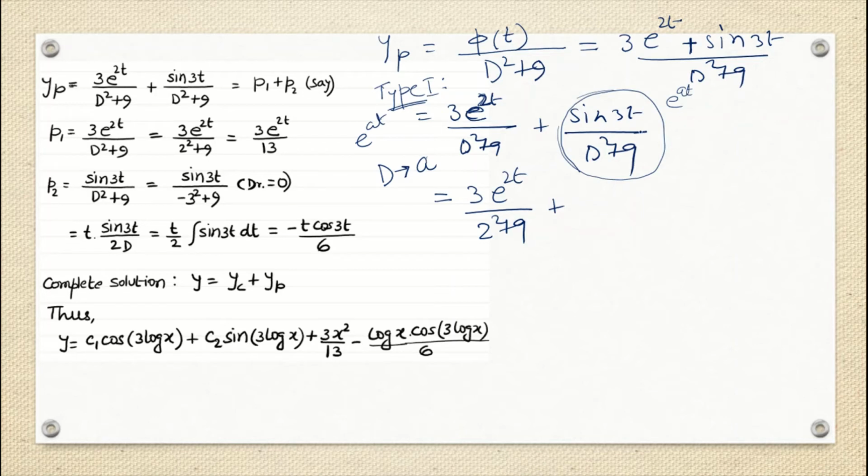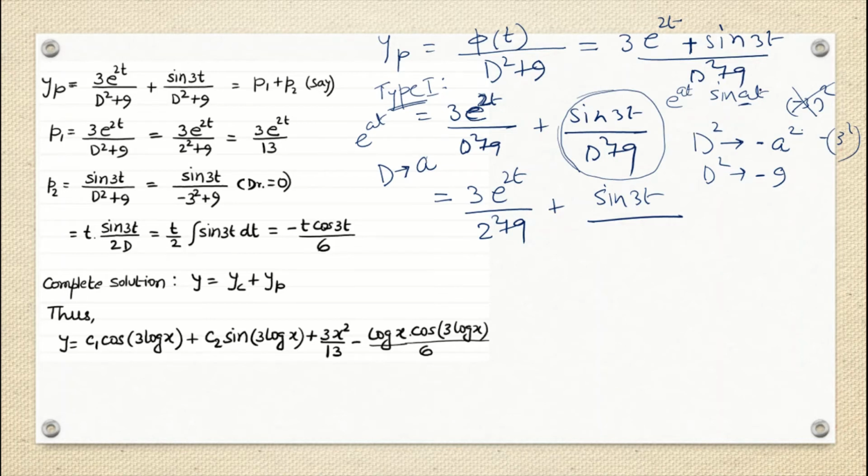If it is my type 2, what do I have to do? Numerator I will write as it is. In the denominator I am going to substitute D squared with minus a squared, negative of a squared. And what is my a? The form is sin at, here sin 3t. So this a is 3. So I am going to write D squared as minus 3 squared, that means minus of 9. This is not minus 3 whole squared, correct? No. This is negative of 3 squared. Fine. These all things we have seen in detail in those types. So now we are writing this as minus 9 plus 9.